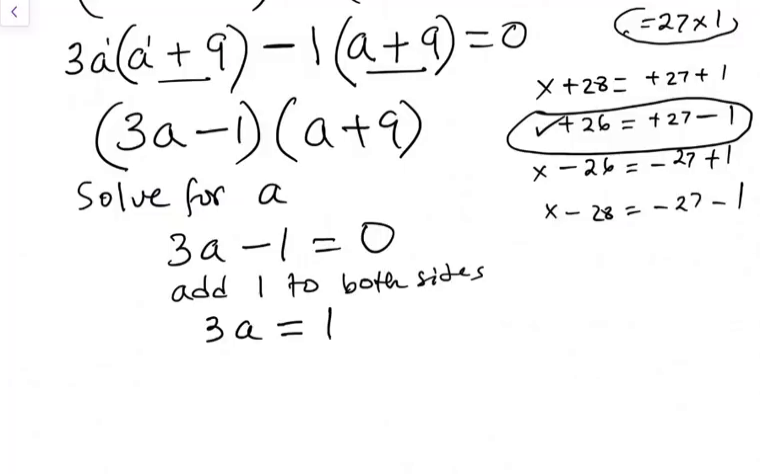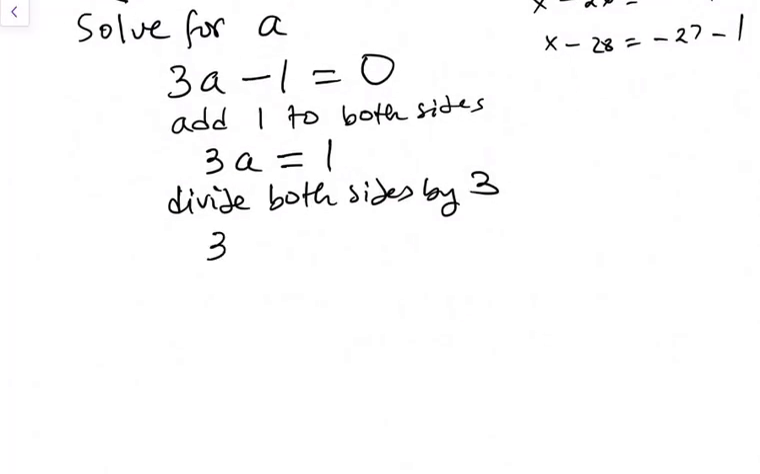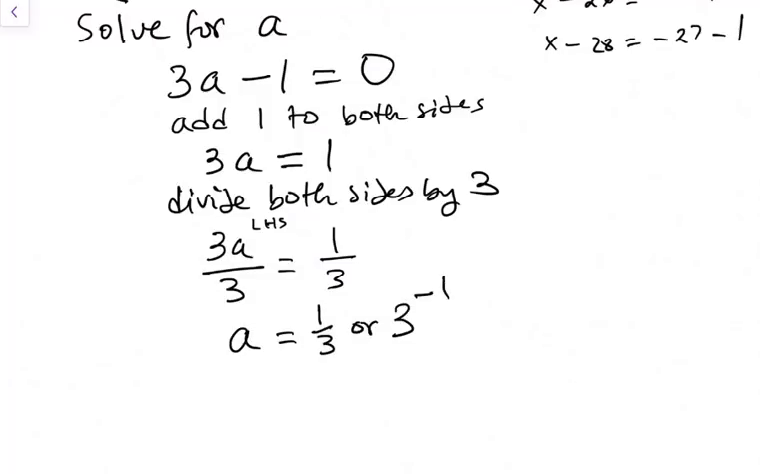And we want to find the value of the variable a. We'll say divide both sides by 3. So we're going to divide both sides by 3, and that will give us 3a over 3 and 1 over 3. So on the left hand side, 3 will cancel out, and we are left with a equals 1 over 3, or 3 raised to power minus 1, based on our law of indices. So we have 1 over k raised to power n, k raised to power minus n.